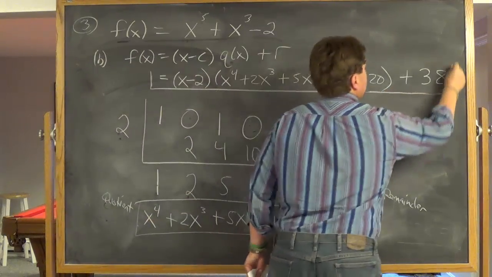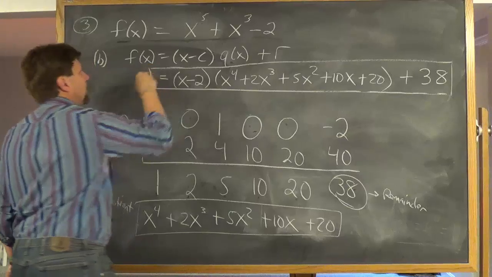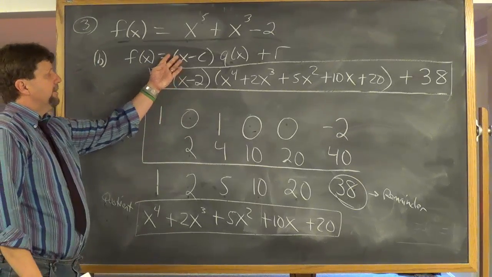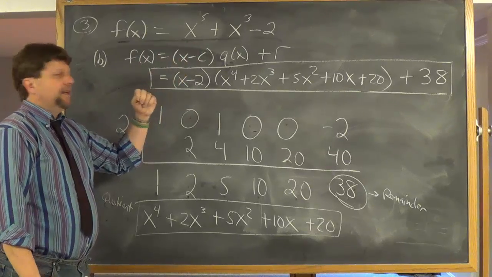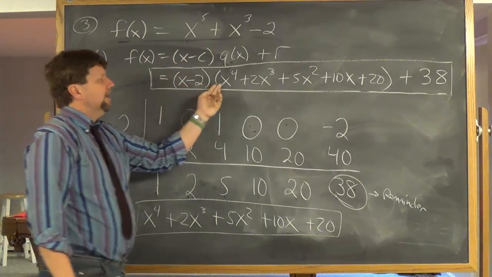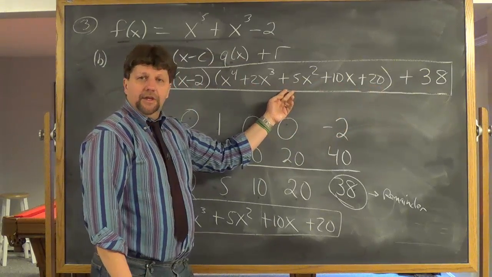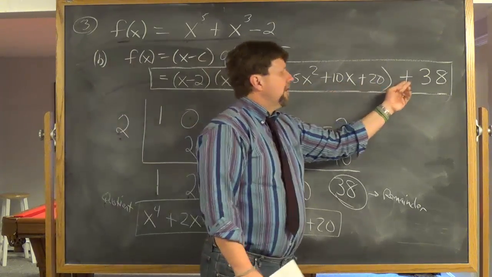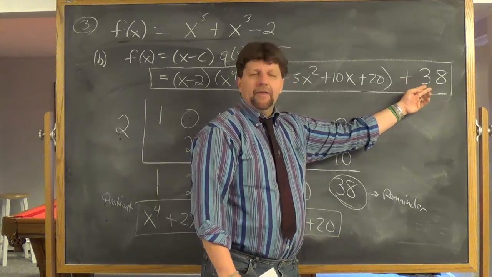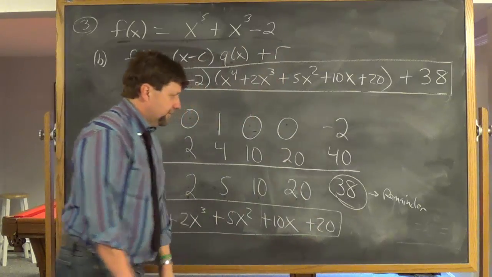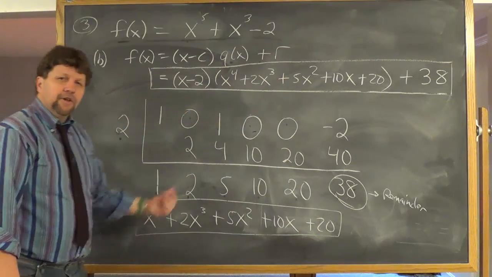And this is all there is to your answer in number 3, part B. We've written our polynomial in the form x minus c times the quotient, which we found in part A doing synthetic division, plus the remainder, which we also found in part A using synthetic division. And that's it for number 3.